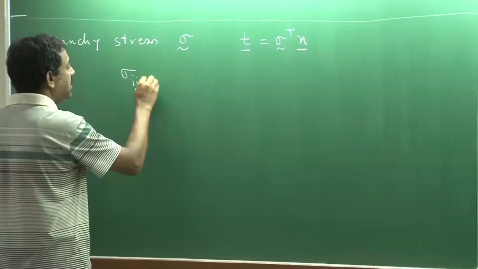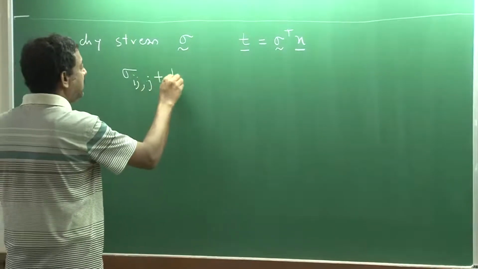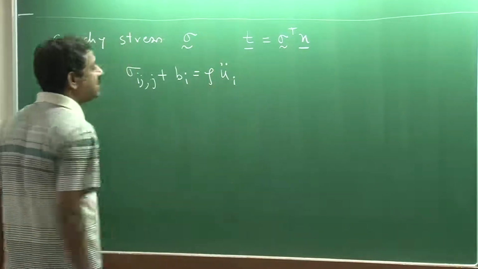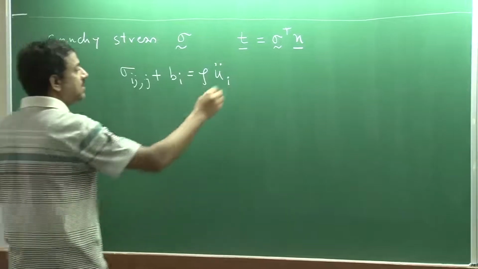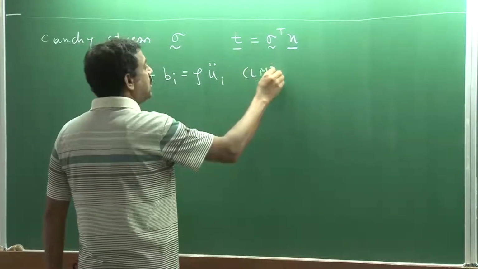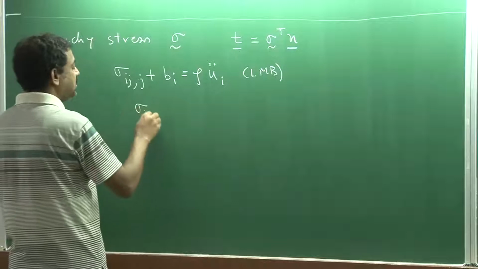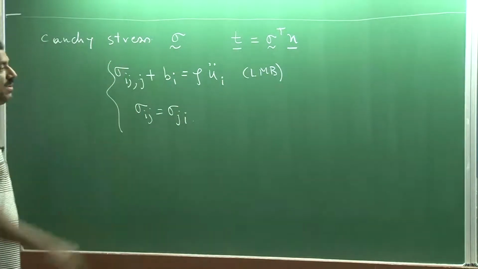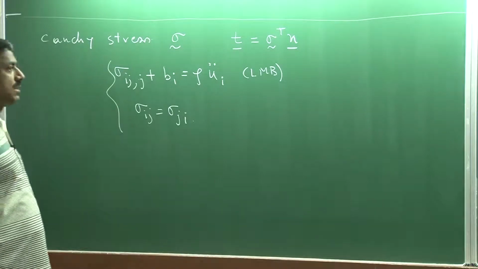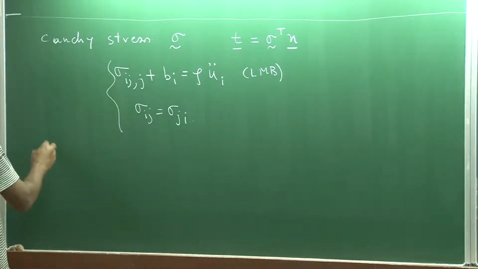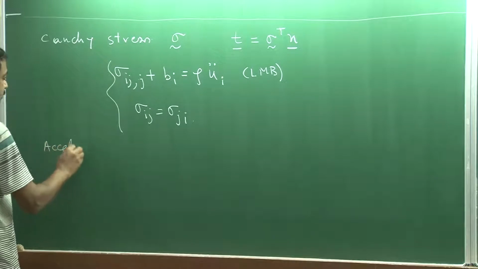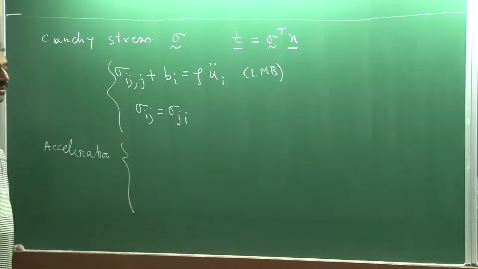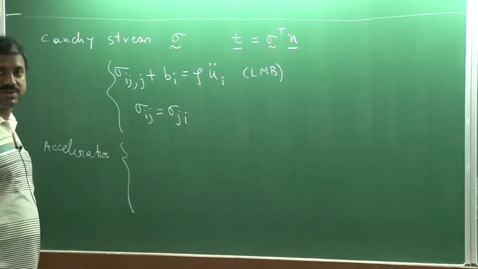From linear momentum balance we see that this is the linear momentum balance, right, and then from angular momentum balance we see that it must satisfy this one. So, these are the equilibrium equations, right, and then what we have defined is that acceleration can be defined with respect to two different kinds of reference frame.